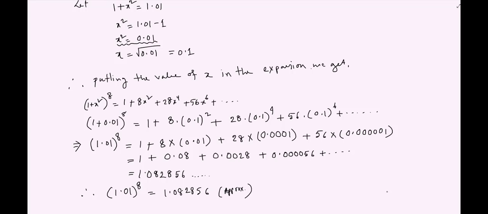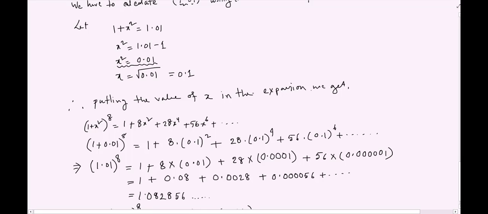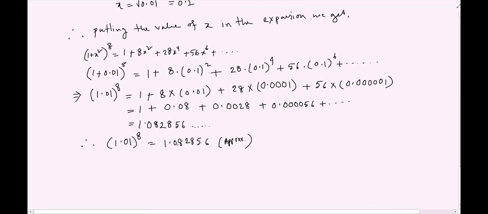1.082856706. If you take all the terms of the expansion, then we will get the correct value, that is 1.082856706. As we have not taken all the terms of the expansion, we have got the correct value up to 1, 2, 3, 4, 5, 6 decimal points. I think you can understand the solution.